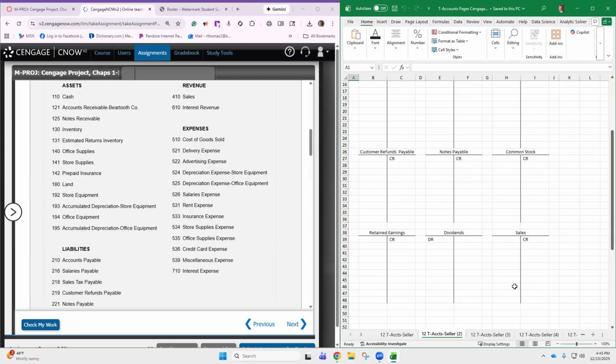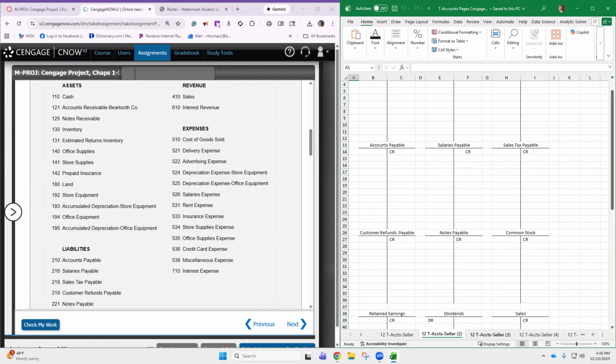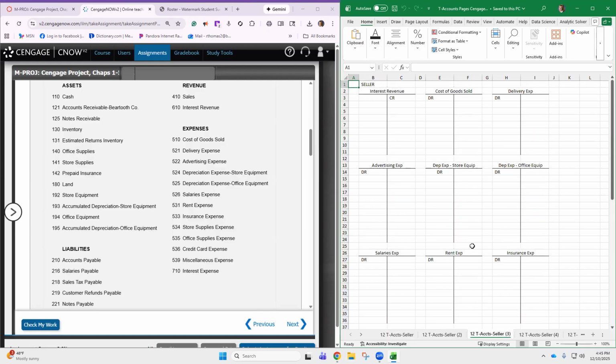Sales, which is down here in the corner. Then you got to go to the next page, okay? Interest revenue. And I tried to put whether it has a debit normal balance or a credit normal balance to help you remember, right? Then we're starting in with our expenses. That's a pretty good amount of expenses there.